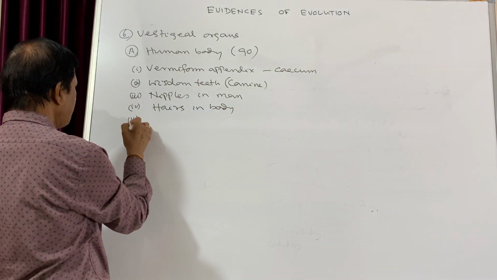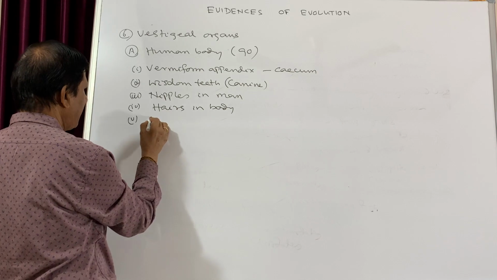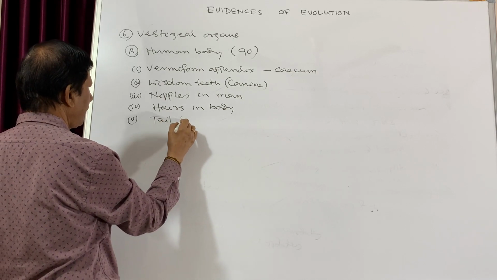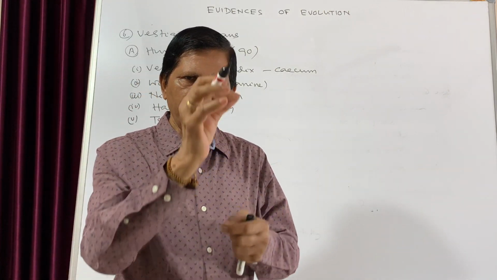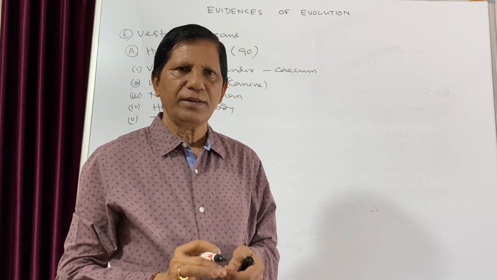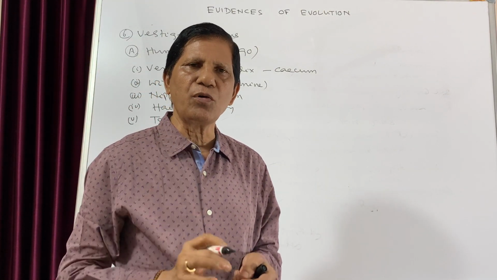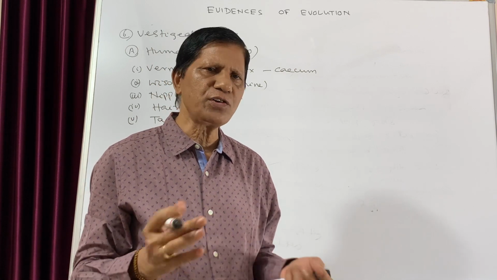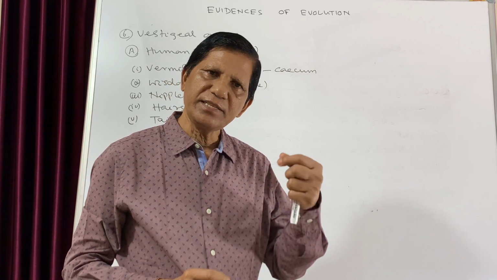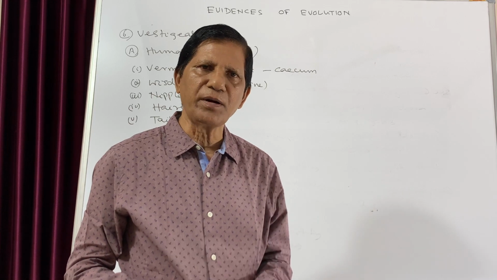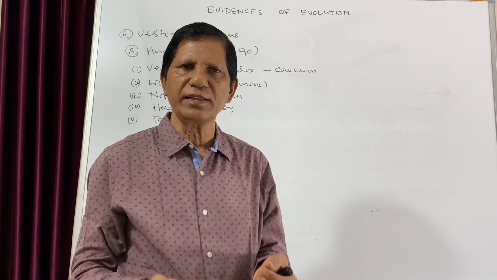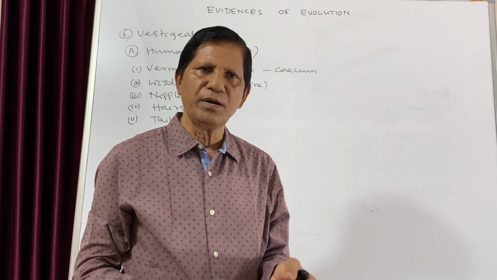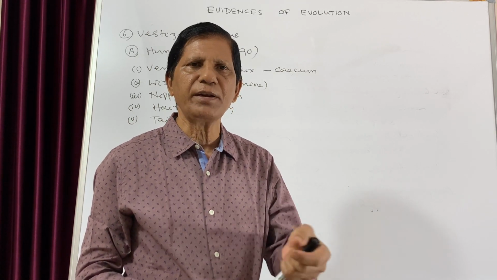Then the next point is we can take the example of the tailbone. At the end of our abdomen, there is a small bone that is known as the tailbone. It is functionless. But in case of animals, that is well developed, because from that the tail has developed. So it again indicates that we have evolved from animals having tails.